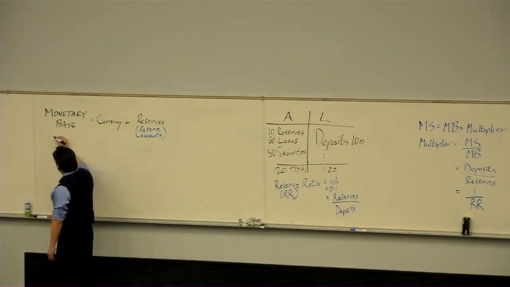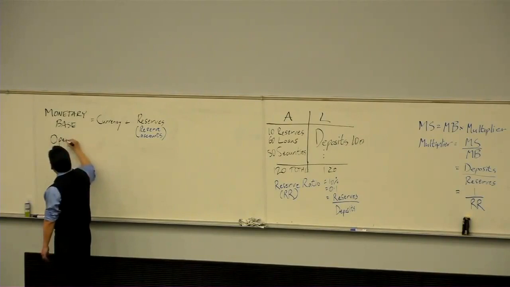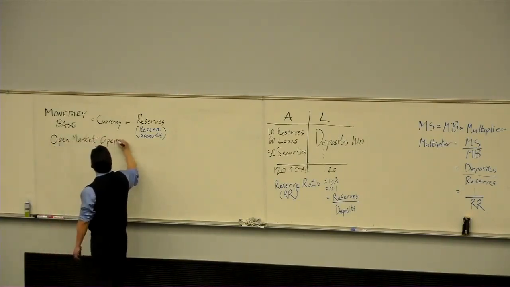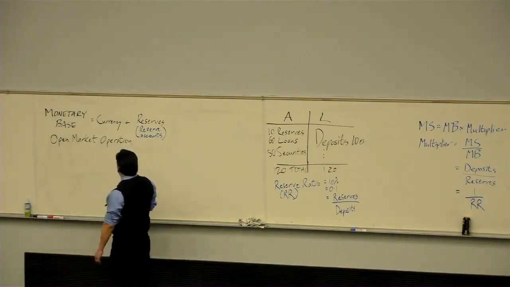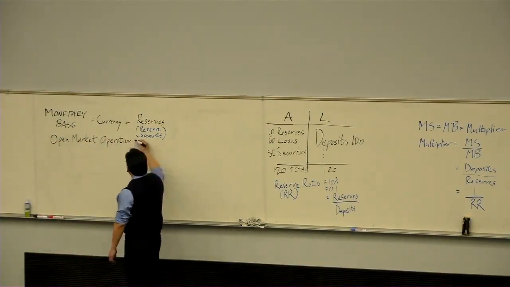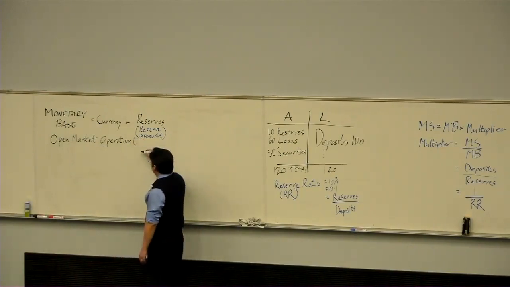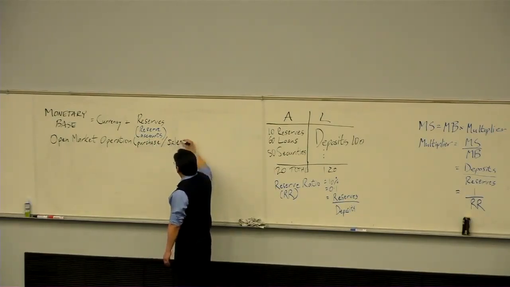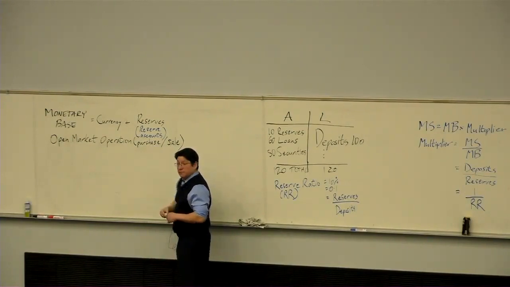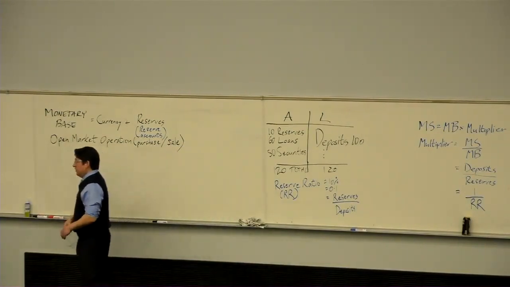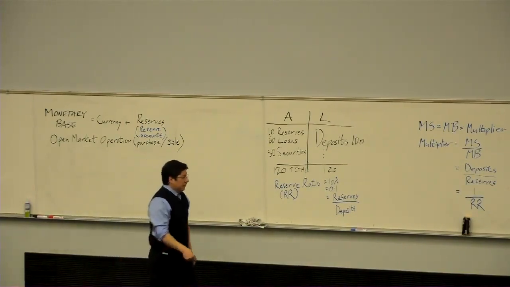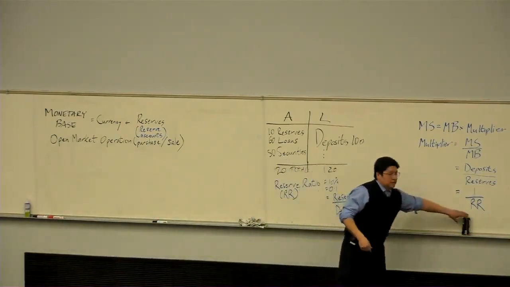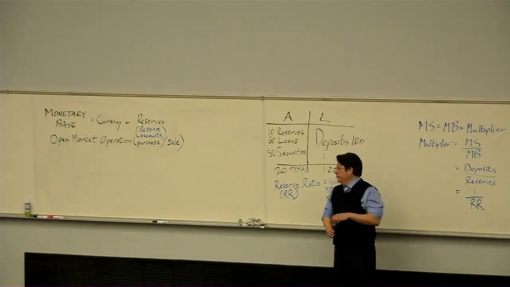So there is a name for these things. Anytime the Fed buys or sells anything, we call that an open market operation. Open market operations can also be referred to as an open market purchase if it's the Fed buying something, or an open market sale if it's the Fed selling something. And then open market purchases increase the monetary base, open market sales decrease the monetary base.